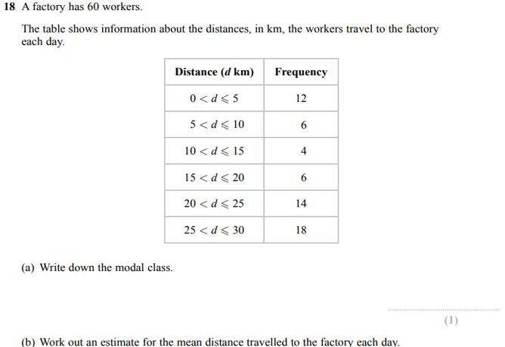Hi there, we are looking at some topics that could well come up in the foundation paper that certainly my class are preparing for. And this question is about working out averages from a frequency table. This is specifically grouped data, but it would also work if you didn't have these inequalities. If it just had numbers here, we could also do it like this.